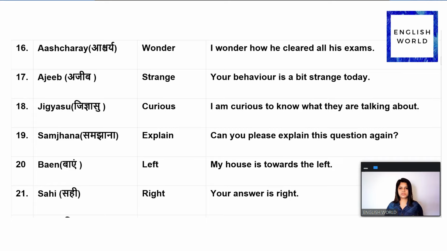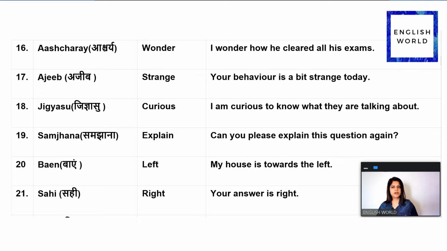Our next word is ascharya. Ascharya means हैरान हो जाना. For that we say wonder in English. So you can form a sentence where you can say I wonder how he cleared all his exam. आप हैरान हो कि उन्होंने एग्जाम कैसे क्लियर कर दिया because probably he did not like to study. So you will say I wonder. मैं हैरान हूँ. You will say I wonder how he cleared the exams. So you are surprised. So you are wondering how he cleared the exam. So you will say I wonder how he cleared the exams.